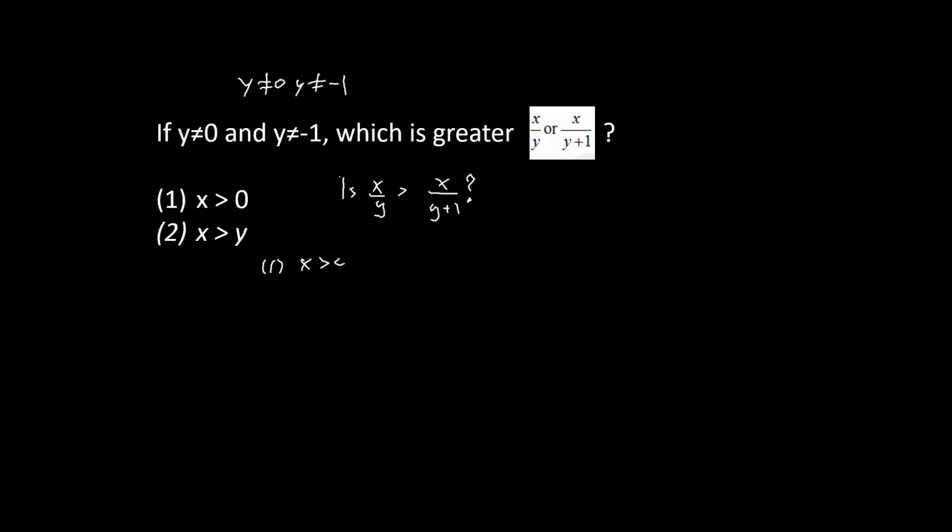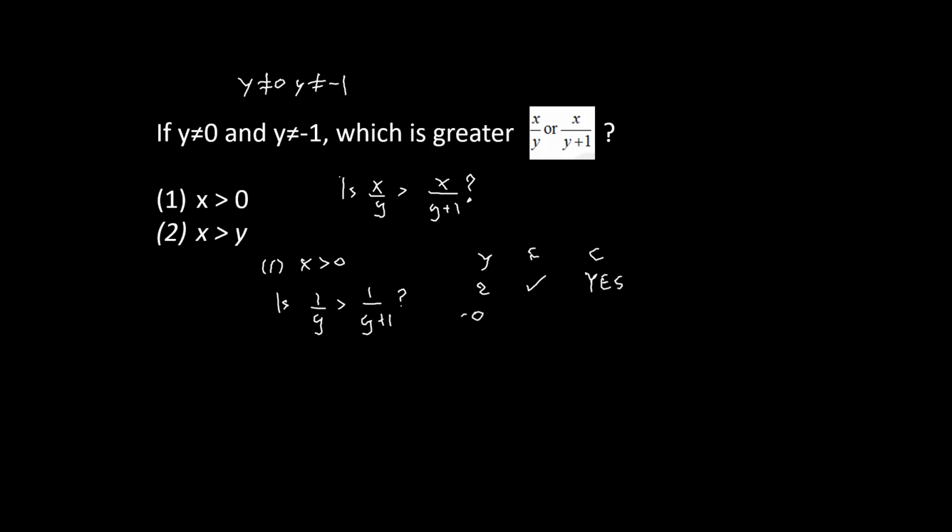Statement 1 says x is greater than 0. If x is greater than 0, I can cut x from both sides because it's a positive number. So basically the question is asking me, is 1 over y greater than 1 over y plus 1? Let's start with some numbers. What if y is 2? Then my fact is satisfied. When I say facts, I mean, is x greater than 0? The fact is satisfied. What about the condition? Is 1 over 2 greater than 1 over 3? Yes.